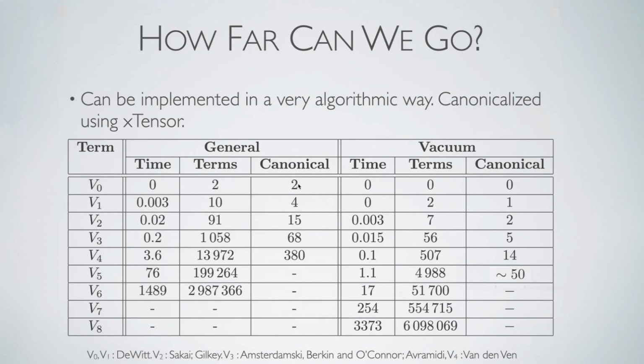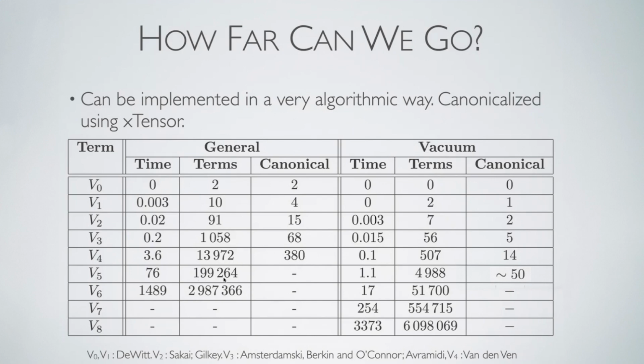So the V0, it doesn't make any difference. It makes a bit of difference for V1, and it's starting to make a very significant difference for V2. Remember, each of these terms is a polynomial in the Riemann tensor. If you go to V3, you discover there are 1,058 terms, but actually only 68 of them are unique or independent. We also went up to V4, so we generated 13,972 Riemann tensor terms, simplified them down to just 380.